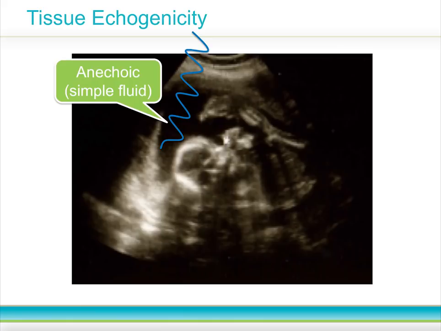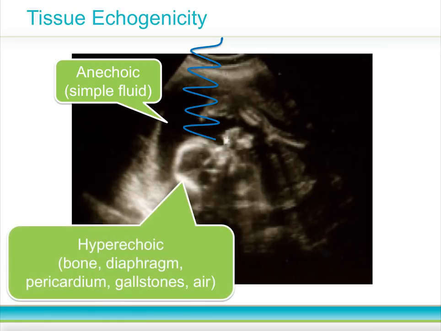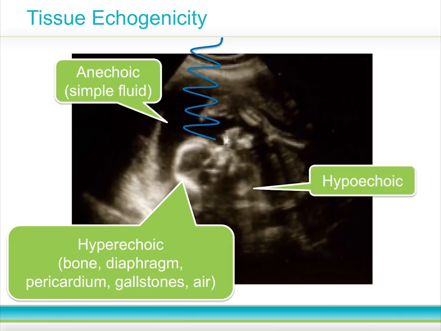When a wave is almost entirely reflected back to the transducer, due to a tissue interface with a large difference in acoustic impedance, the structure appears white or hyperechoic, such as the skull in this image. Diaphragm, pericardium, and gallstones would also appear hyperechoic. Soft tissues causing partial beam reflection appear hypoechoic, or various shades of gray.